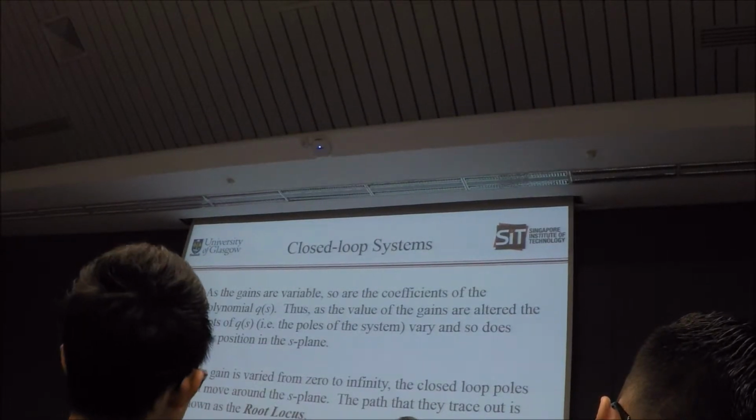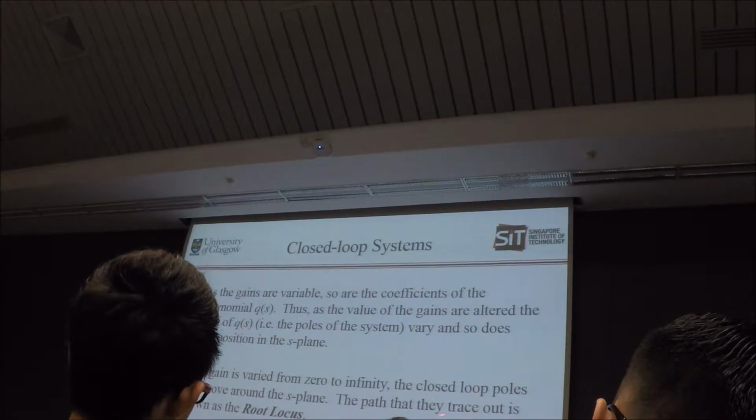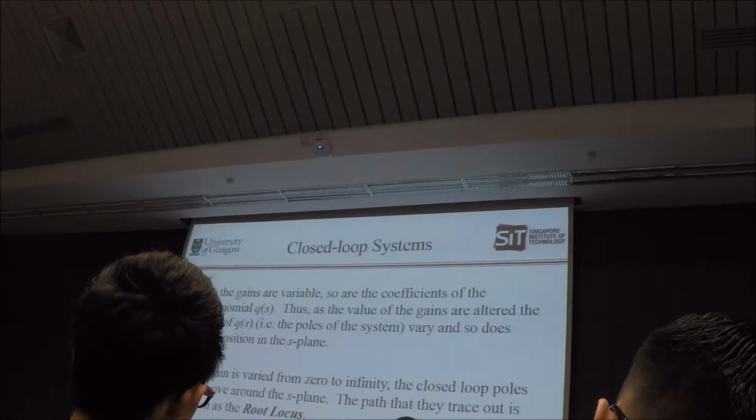So that's their position in the s-plane. As the gain is varying from 0 to infinity, the closed loop poles will move around the s-plane. And the path that they trace out is what we call the root locus.